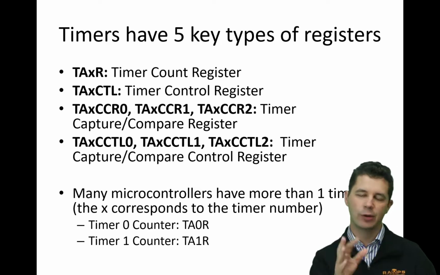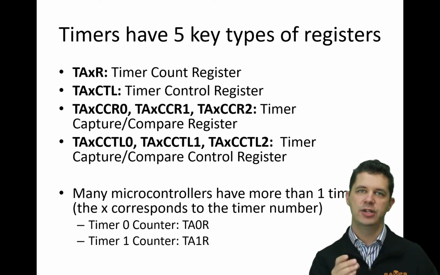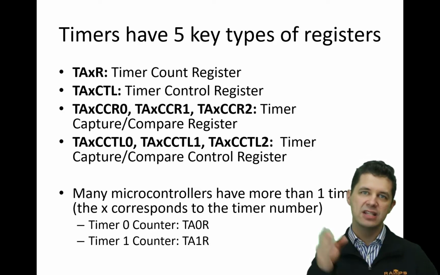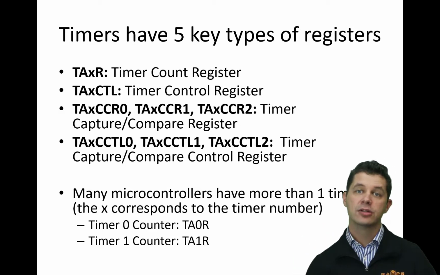You'll see later on which register we actually use. We then have a control register for each of these capture compare registers. So we can control them individually and set up how each of them are going to work. So they're the 5 different types of registers within our timers.